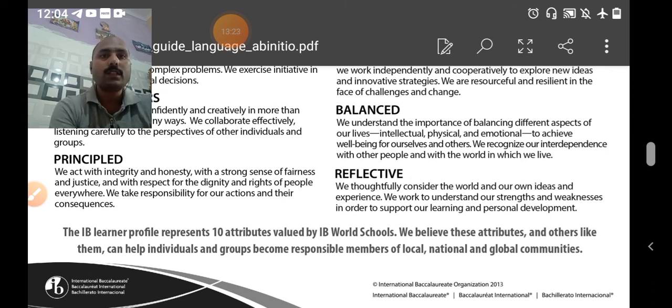In the last it is written that the IB learner profile represents the 10 attributes valued by IB world schools. We believe these attributes and others like them can help individuals and groups become responsible members of local, national and global communities. It means if you are able to imbibe these qualities among the learners, you could be good and successful leaders, and those learners would be responsible members of the global communities.